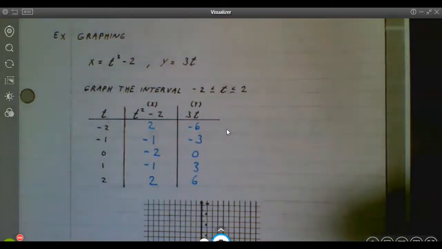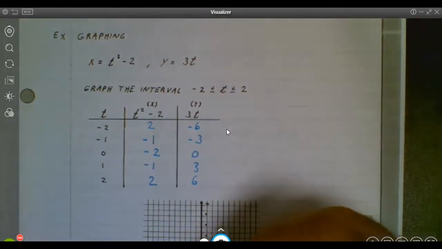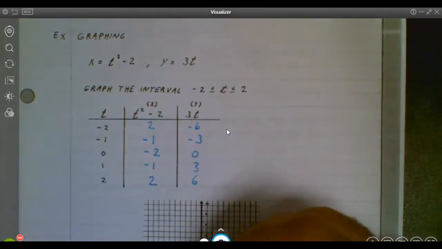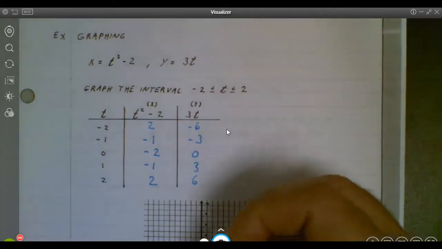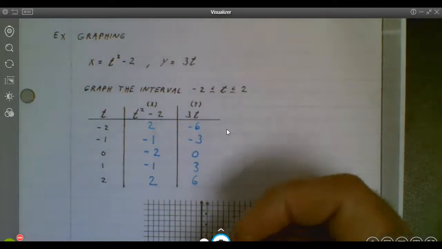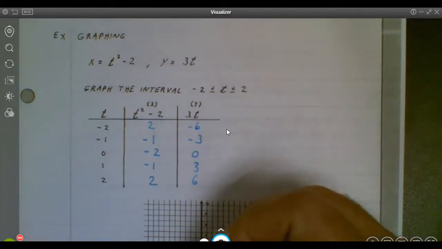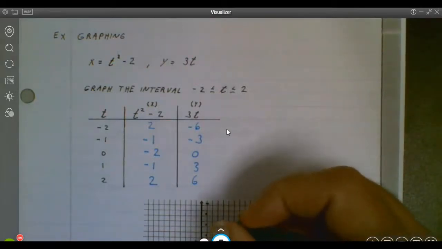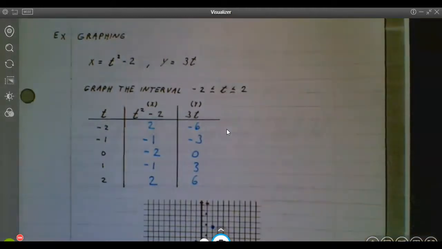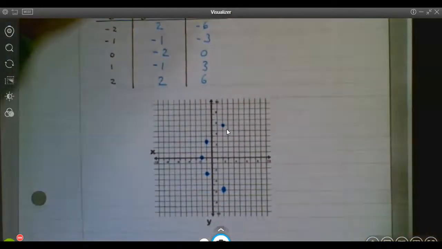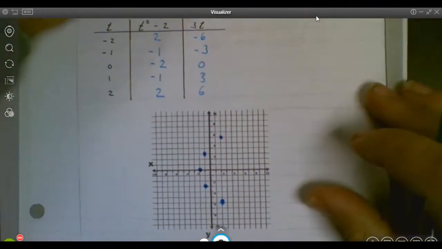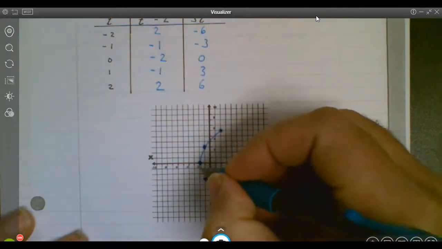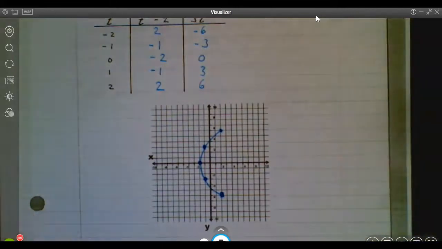So let's graph these guys. If I just plot the points, at 2, negative 6, we got negative 1, negative 3, negative 2, 0, I got negative 1, 3, and 2, 6. So you can see the curve that's generated by those points looking like this.